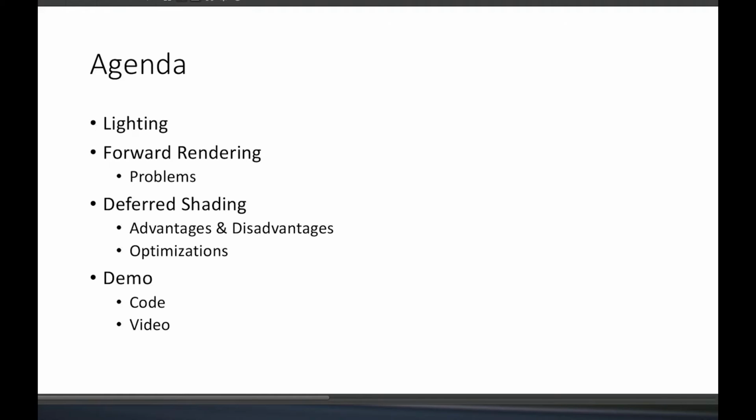This is the agenda. At home, I implemented a little rendering engine, and in that engine, I applied this technique to decouple geometry from lighting. First, I'm going to explain a little about how lighting computations are done. Then I'm going to explain color rendering and its problems. Then the advantages and disadvantages of deferred shading, some of the optimizations that could be done there, and then a little portion of code and a video of a scene using the engine.